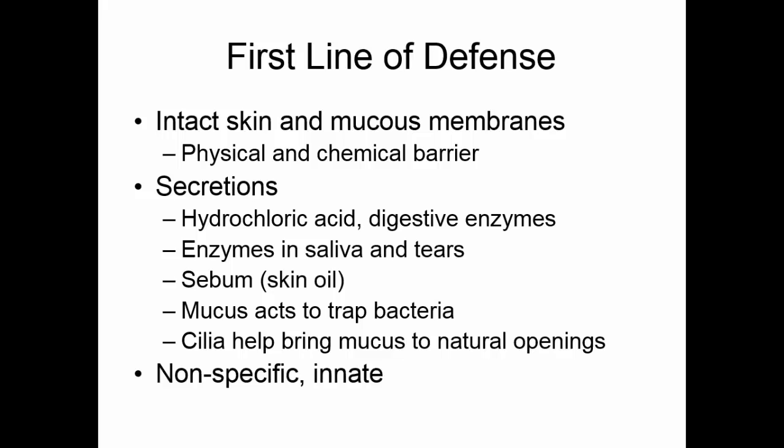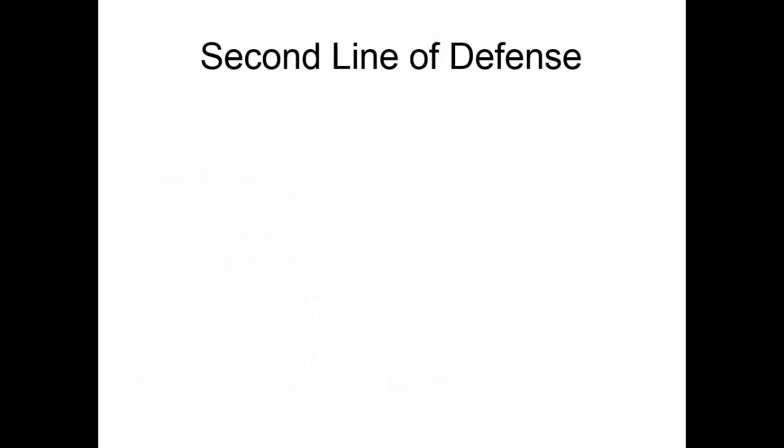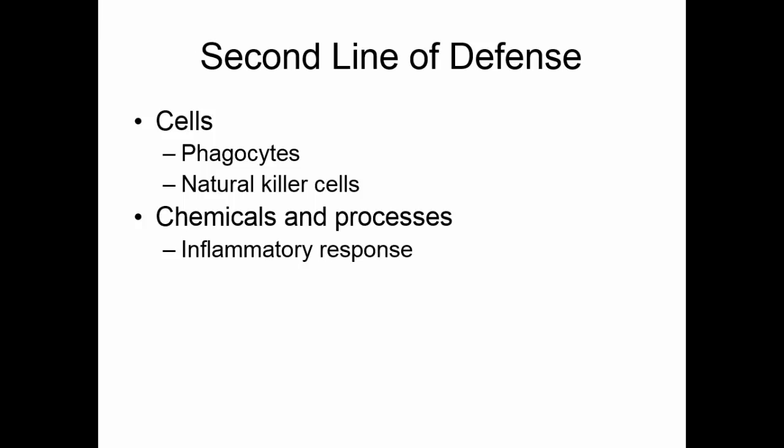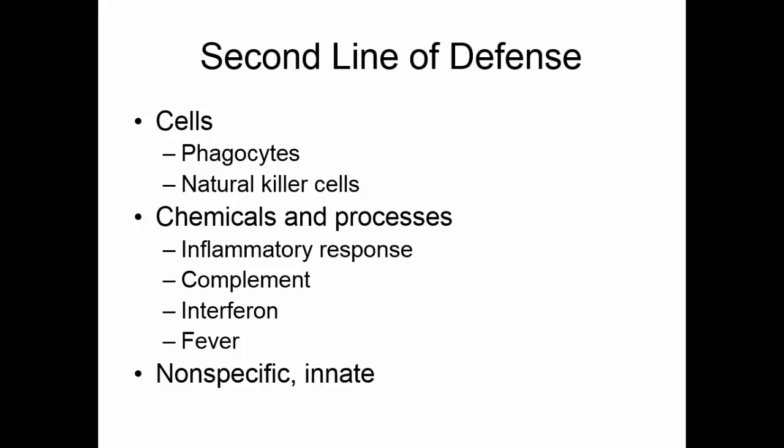Again, everyone has these characteristics. So this is a non-specific immunity that is innate. Everyone is born with it. Your second line of defense comes into play if the first line is breached. This is a group of cells like phagocytes and natural killer cells and a cluster of chemicals and various processes that help protect you from invading organisms. These chemicals and processes would be things like the inflammatory response, complement, interferon, and fever. These too are nonspecific and innate. Everyone has the capability of doing these.